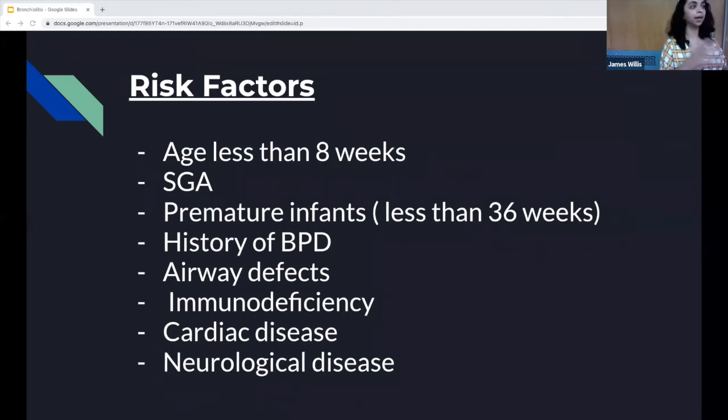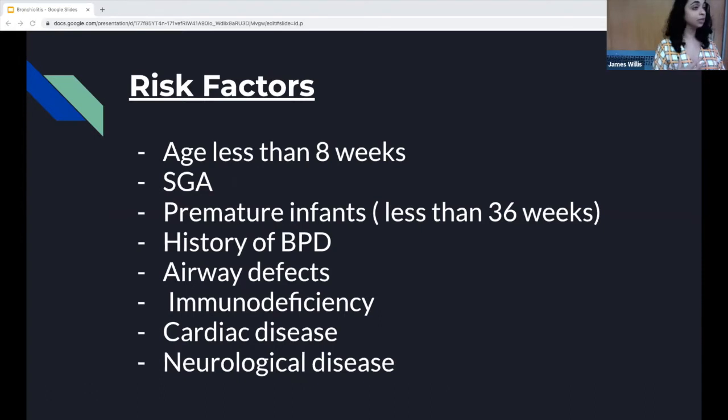So again, if you have a child that is less than 8 weeks, comes to the ER, even in mild to moderate respiratory distress, they're at a higher risk of apneic episodes, especially if you're evaluating them earlier in the course of the infection. So it's totally appropriate to admit these kids for observation.